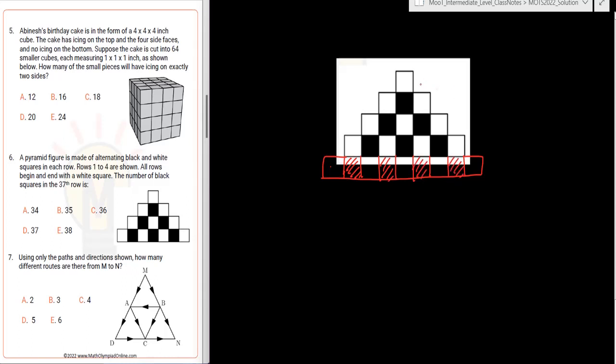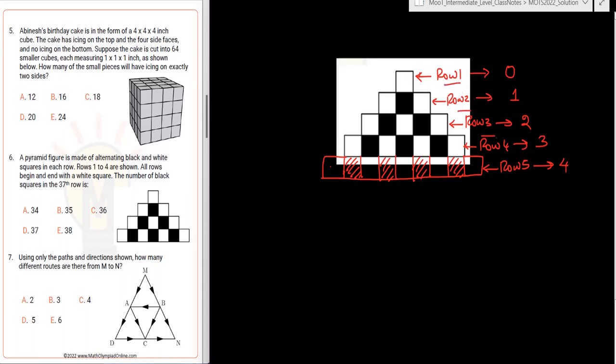Okay, now do we see a pattern here? This is row 1. How many black do we have? 0 black. This is row 2. We have 1 black. This is row 3. We have 2 black squares. And this is row 4. We have 3 black squares. And this is row 5, which we created. And this has 4. You see that there is a clear pattern emerging, right?